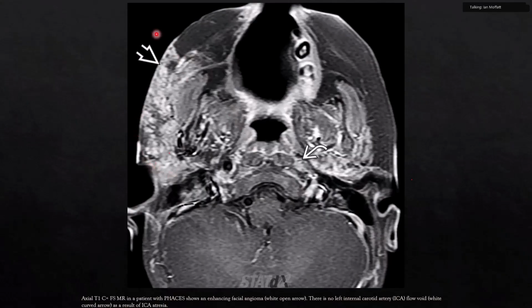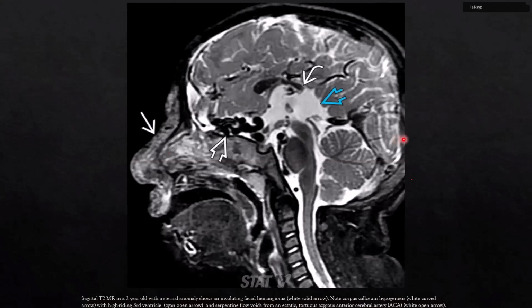Another patient with an infantile hemangioma. This one is more subtle, but there's actually agenesis of the left carotid. And this is another patient with a large facial hemangioma, partial agenesis of the corpus callosum, and then they have multiple collateral vessels due to, I believe this one was just a tortuous azygos anterior cerebral artery.